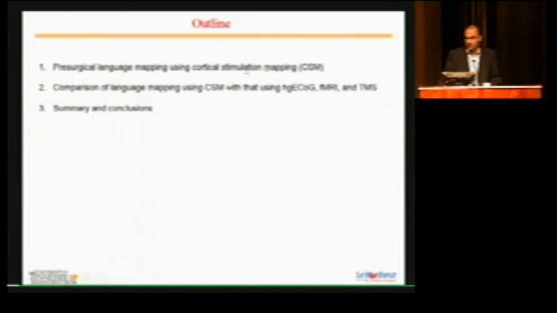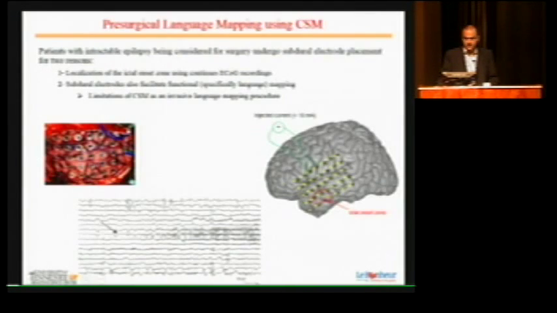As a short outline of this presentation, I'm trying to give you a quick introduction of pre-surgical language mapping using cortical stimulation mapping, which is the gold standard for pre-surgical language mapping, but this method has some limitations. Because of that, other non-invasive methods like fMRI, TMS, or high-gamma ECoG have been proposed. In the next section, I compare the language mapping using cortical stimulation mapping with that using these three methods, and finally, summary and conclusion.